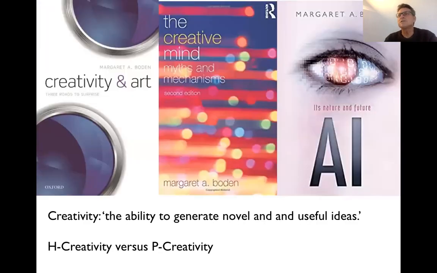And she has written extensively about the question of creativity in terms of art in general and also in terms of AI itself. For her, creativity is the ability to generate novel and useful ideas. And she makes a distinction between what she calls H creativity or historical creativity and P or personal creativity. Historical creativity is the first time in history, and personal creativity is the first time any particular person has created such a thing.